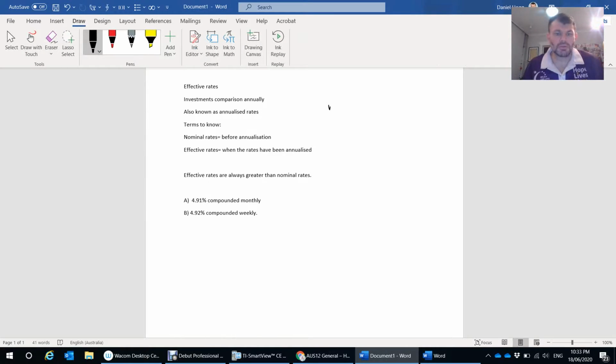What we're looking at today is effective interest rates. Effective interest rates is where we're comparing different options against each other to work out which one would be the best rate to use in an investment account.